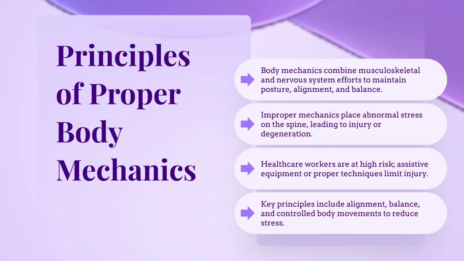Proper body mechanics are essential in nursing. One of the number one reasons that nurses leave the field is that they can no longer work due to injury. So it's really important we combine those musculoskeletal and nervous system efforts, maintain posture, alignment, and balance. Like I said, healthcare workers are at high risk. Assistive equipment or proper technique limits injury. There are some hospitals that are going to no lift hospitals. You do not lift any patient for any reason without mechanical assistance. And then the key principles of body mechanics are alignment, balance, and controlling those body movements to reduce the stress on your joints.